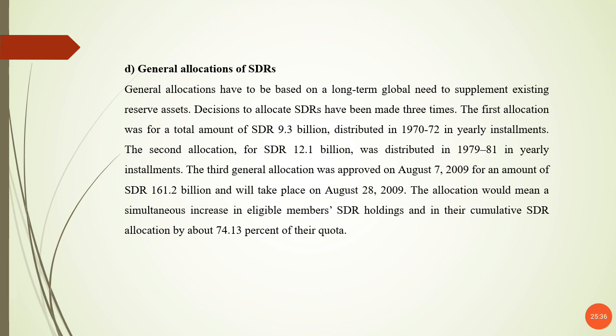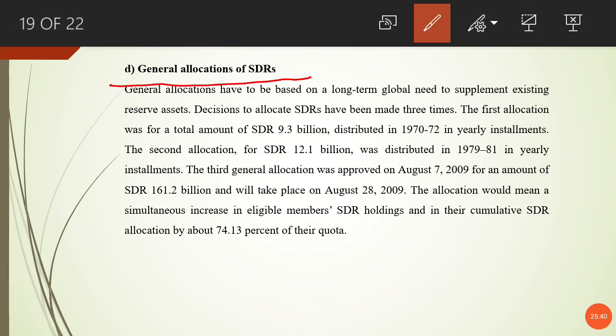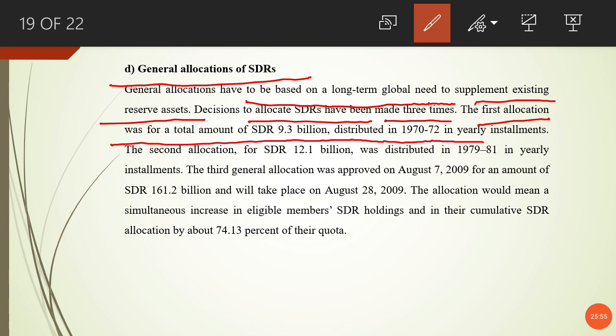D. General allocations of SDRs. General allocations have to be based on a long-term global need to supplement existing reserve assets. Decisions to allocate SDRs have been made three times. The first allocation was for a total amount of SDR 9.3 billion disbursed in 1970-72 in yearly installments. The second allocation for SDR 12.1 billion was disbursed in 1979-81 in yearly installments. The third general allocation was approved on August 7, 2009 for an amount of SDR 161.2 billion and will take place on August 28, 2009.